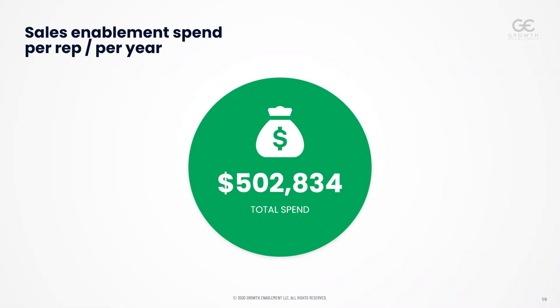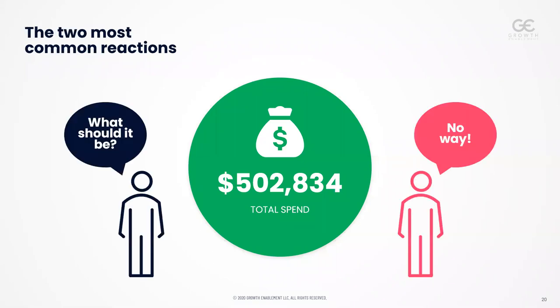Productitis could be costing $502,000 per rep per year. You're spending $502,000 per rep per year to create that productitis cloud. That is not efficient.